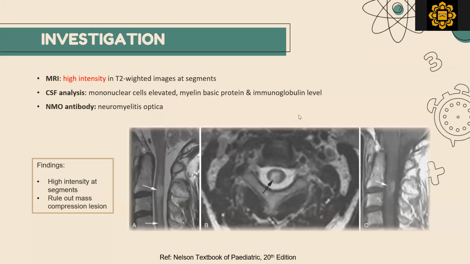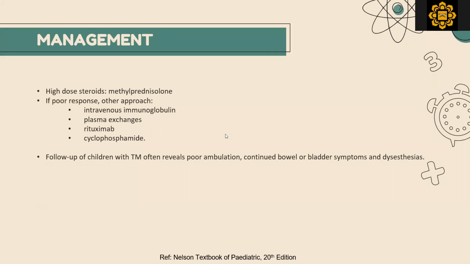So this is diagnostic, it is MRI because of spinal. So the management, we usually treat with a high dose steroid, which is methylprednisolone. If we do not respond, this is the choice: either we can give intravenous immunoglobulin, or we can do plasmapheresis or plasma exchange. We can also order rituximab and cyclophosphamide. And then we need to follow up the child.